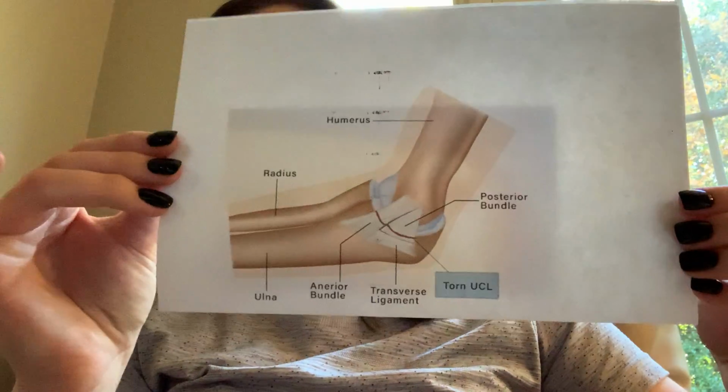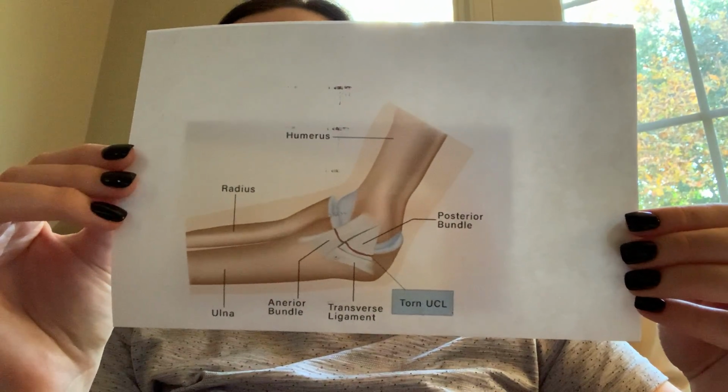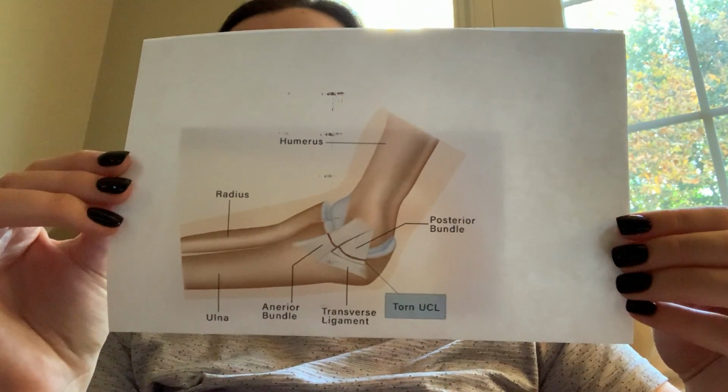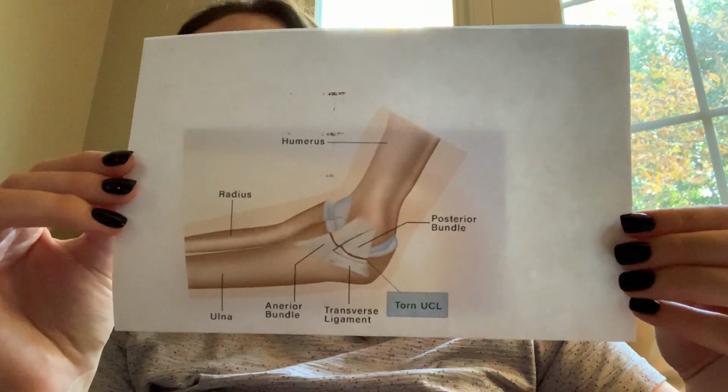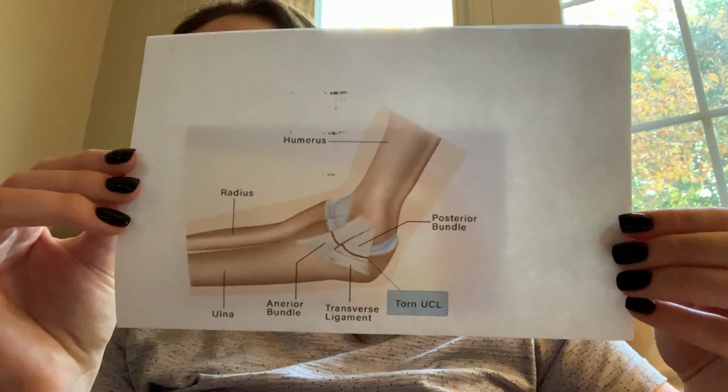The UCL is made up of 3 bands. It attaches at the ulna and humerus, and there is an anterior band, a posterior band, and a transverse band, as pictured here. The anterior band plays the largest role in providing the stability for the elbow.